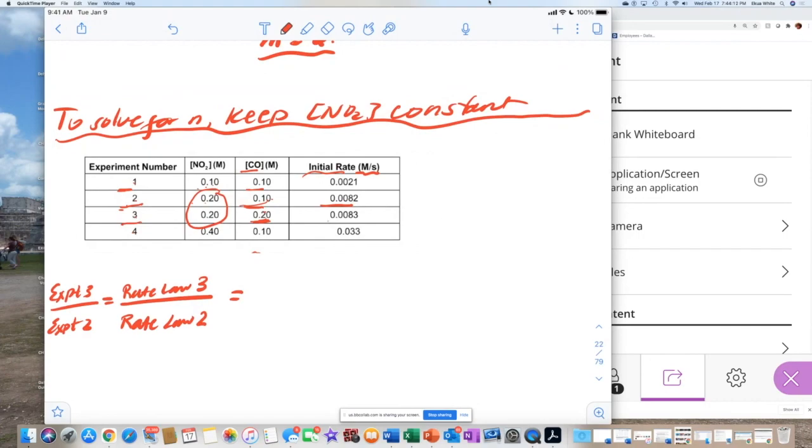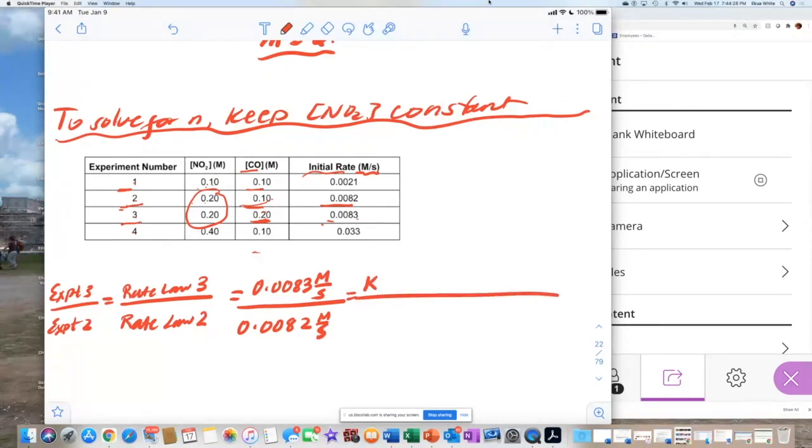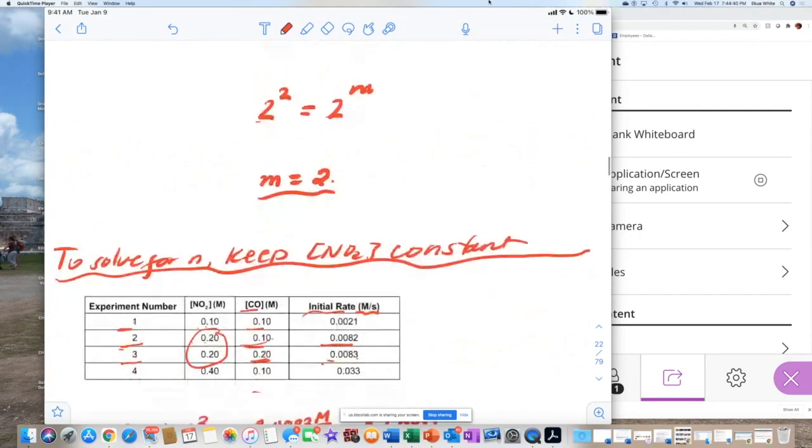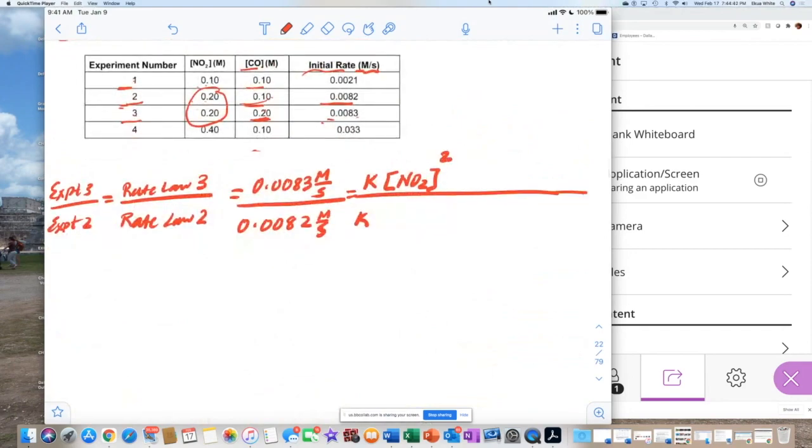So we start with the rate, which is 0.0083 molar per second over 0.0082 molar per second, equal to K over K, concentration of NO2 raised to the power. Since we already know what the order on NO2 is, what was it? 2, right? So you can write it here. Go ahead and write it in because it helps you with other problems.